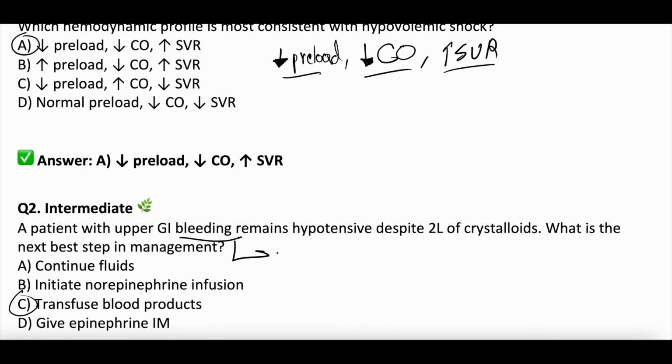Bleeding patients need to be resuscitated with blood. Okay, they don't need more fluids. They don't need vasopressors. They don't need epinephrine. They need blood. Give them back what they're losing.